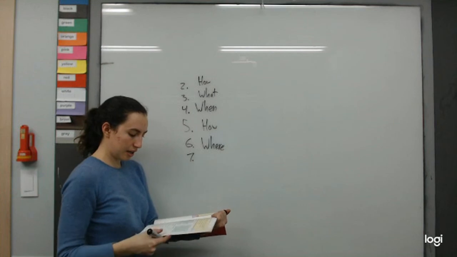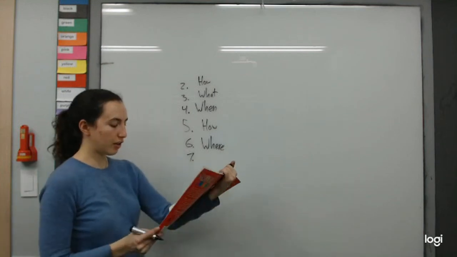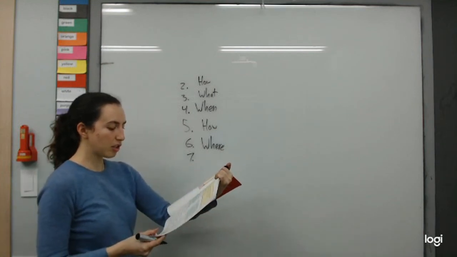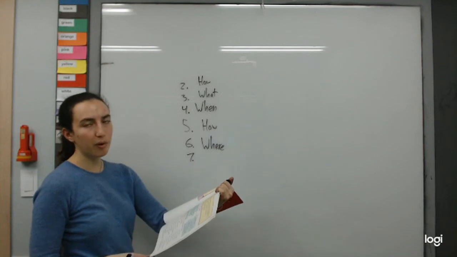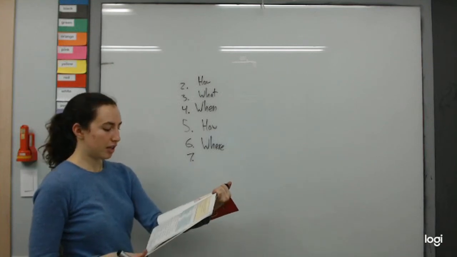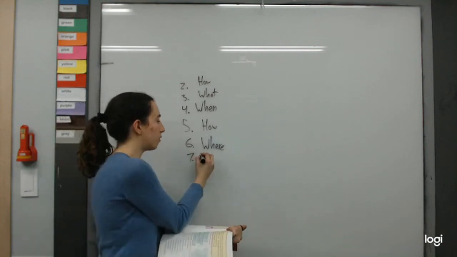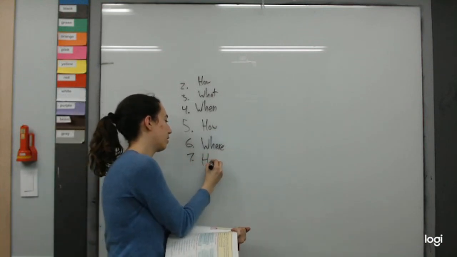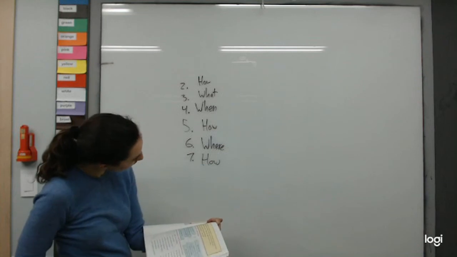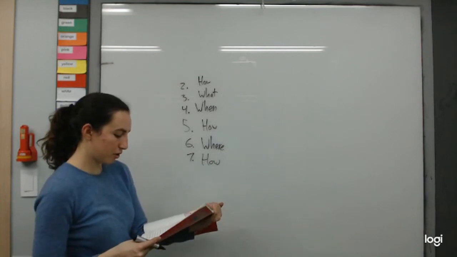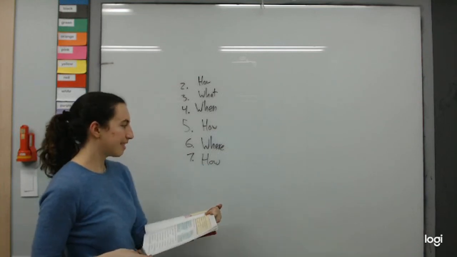Number 7. How were you on Wednesday? This one, answer, I was angry. This one wants to know about you. And you is a pronoun, but you is a person. So we use how to talk about you.